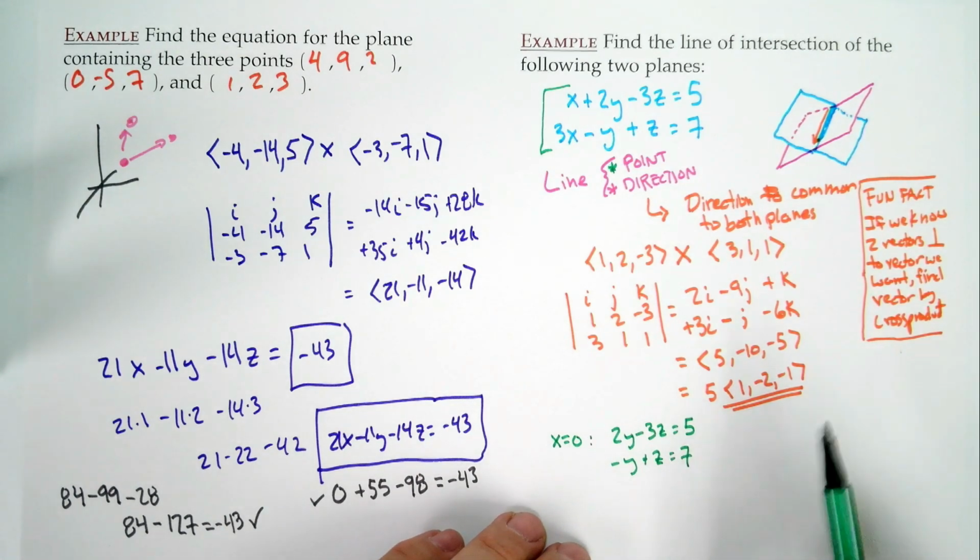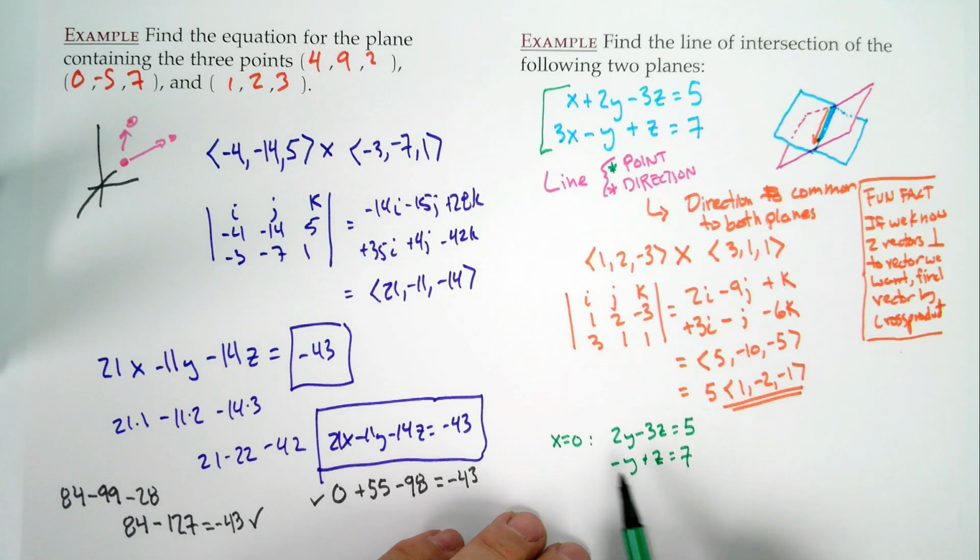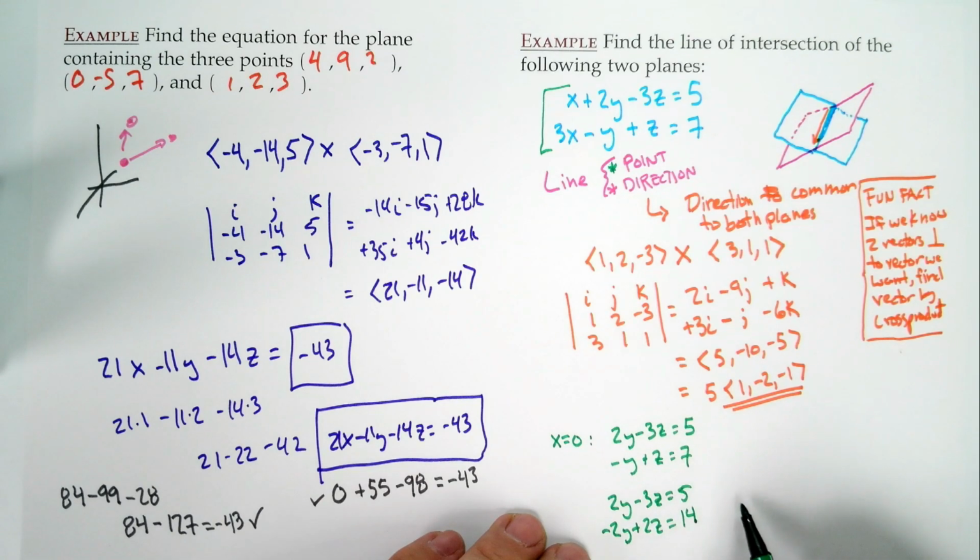Now, we do some sort of manipulation. So here's something we can do. Let's multiply the bottom equation by 2. We can do that. So 2y minus 3z equals 5, minus 2y plus 2z equals 14. And now if you add the equations, the 2y's cancel, minus 3z plus 2z gives us z, and we end up with z equals 19.